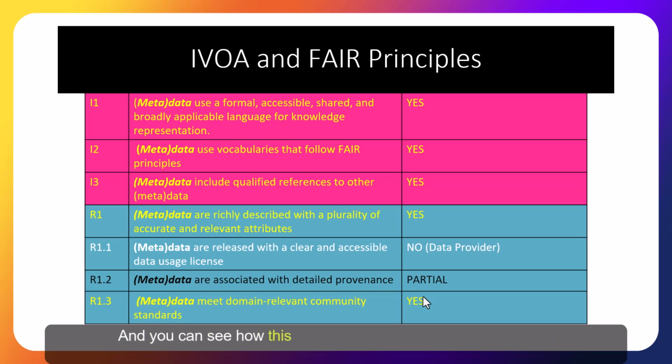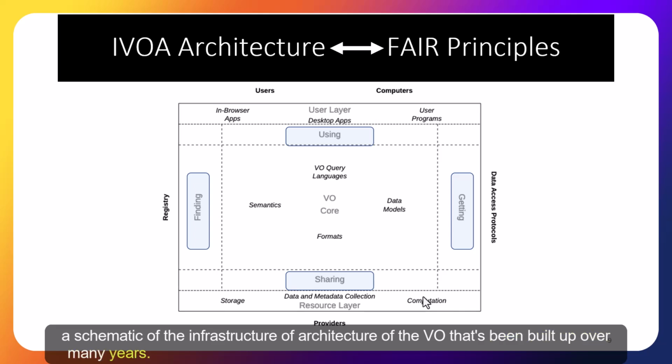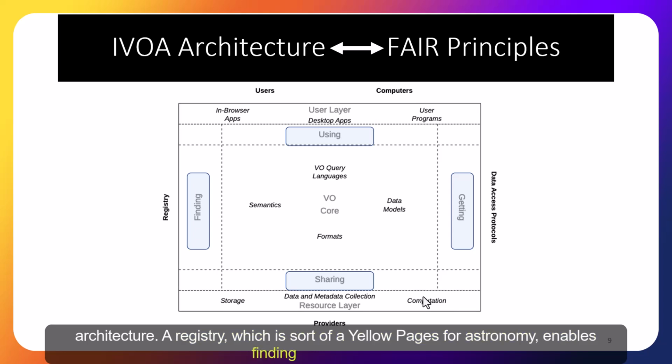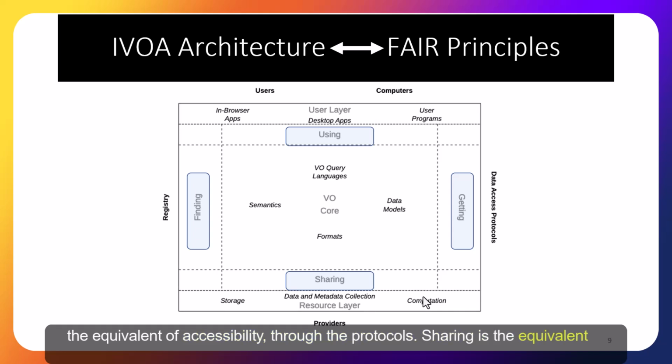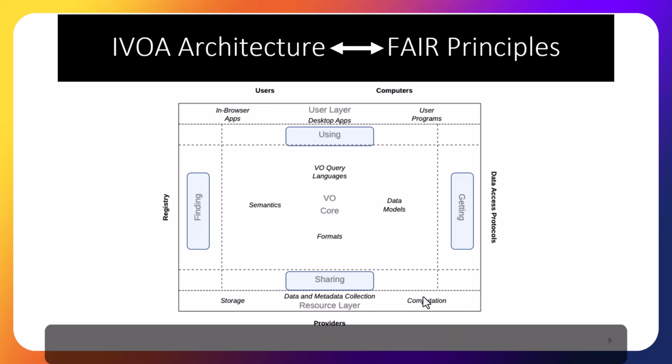And you can see how this compliance comes about if you look at a schematic of the architecture of the VO that's been built up over many years. The 4 pillars of FAIR principles each have an analog in the IVOA architecture. A registry, which is sort of a yellow pages for astronomy, enables finding and discovery of data. Getting is the equivalent of accessibility through the protocols. Sharing is the equivalent of interoperability among different data sets, different archives. And finally, using at the top is the equivalent of reusability.